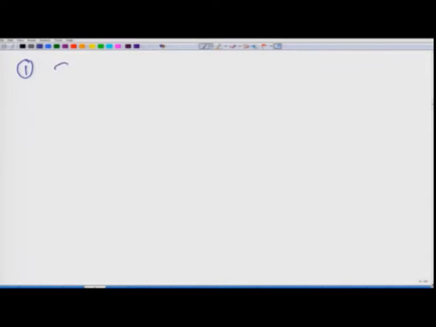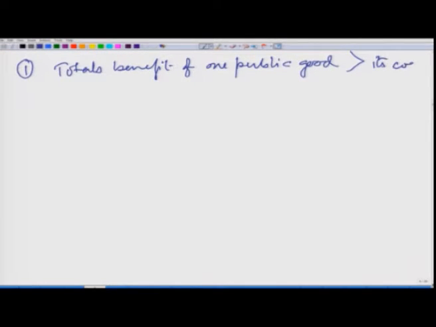How do they decide? The first thing they try to understand is whether the total benefit of a public good is greater than its costs, right? Therefore, if the total benefit is more than the cost, then there is a significant impact on society, or it's considerable, and they will continue with the good, keeping it non-excludable, that means a public good.